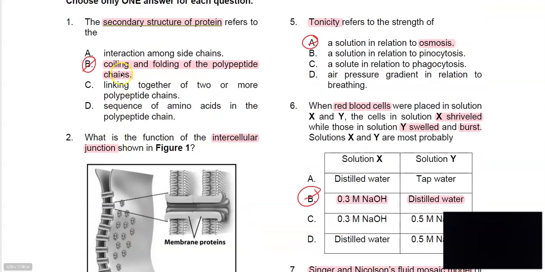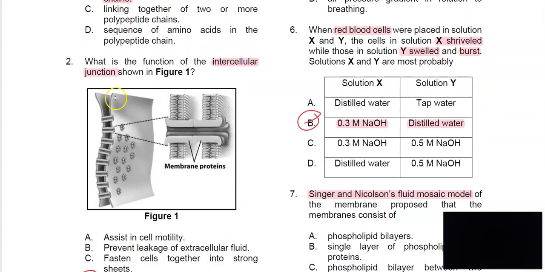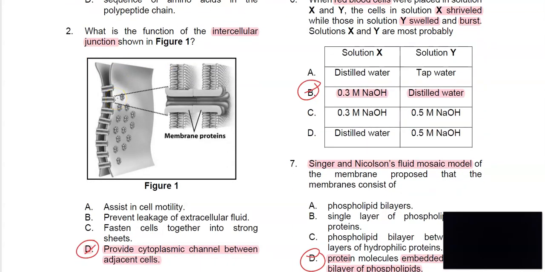If you look at question 1, basically this one covers chapter 1 actually, which is on macromolecules, but never mind. You have to know the structure of protein, as proteins are found as one of the components of the plasma membrane. And then intercellular junction covers chapter 2, which is cell.